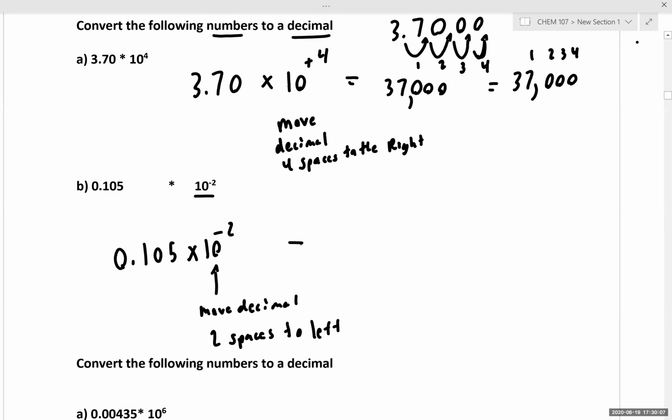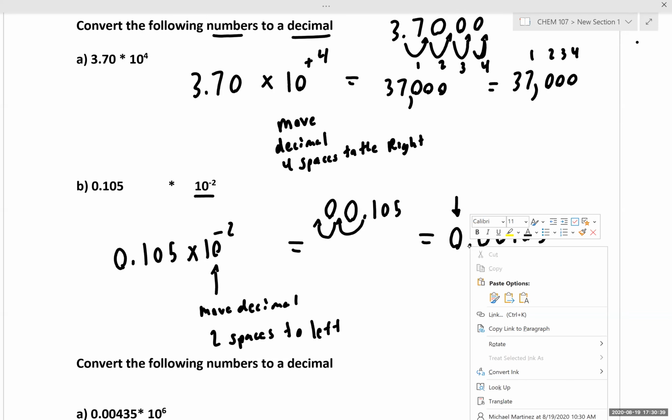Okay, so let's process that. So we have 0.105. Okay, and now what we're going to do is we're going to take our decimal, we're going to move it 1, 2 spaces to the left. That in turn gives us 0.00105. It is traditional that you place a 0 in front of the decimal point, just to be completely clear about the location of the decimal point.